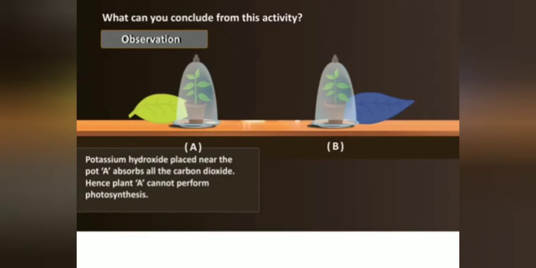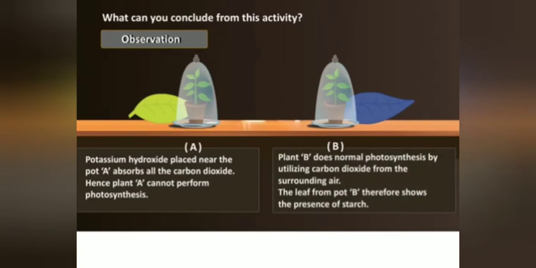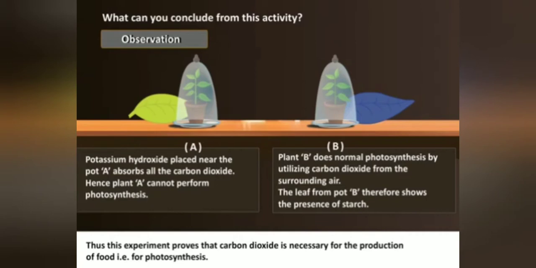Potassium hydroxide placed near pot A absorbs all the carbon dioxide. Hence, plant A cannot perform photosynthesis. Plant B does normal photosynthesis by utilizing carbon dioxide from the surrounding air. The leaf from pot B therefore shows the presence of starch. Thus, this experiment proves that carbon dioxide is necessary for the production of food, in other words, for photosynthesis.